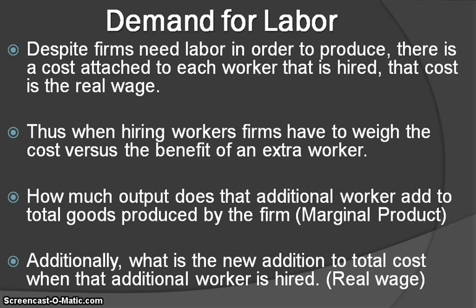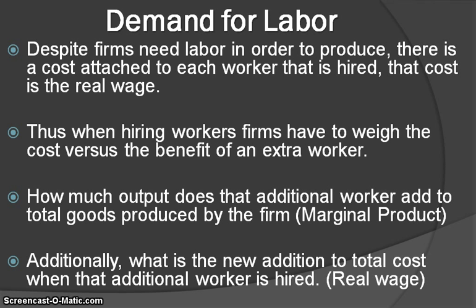So, despite the fact that firms need labor in order to produce, we must understand that there is a cost attached to each worker that is hired, and that cost is the real wage. It therefore means that when hiring workers, firms have to weigh the cost versus the benefit of an extra worker. And therefore, when we talk about the extra cost and the extra benefit, what we're looking at is the marginal product of labor, which is the additional output that is added to total output when we hire a new worker. Alright, that's marginal product.